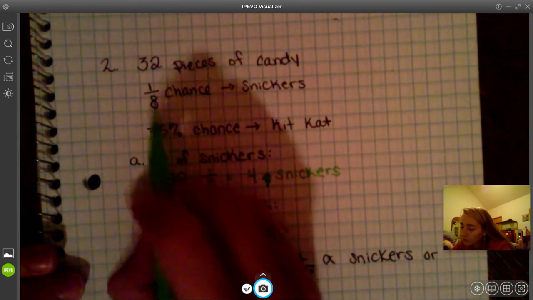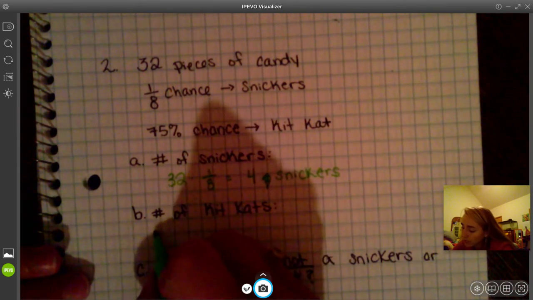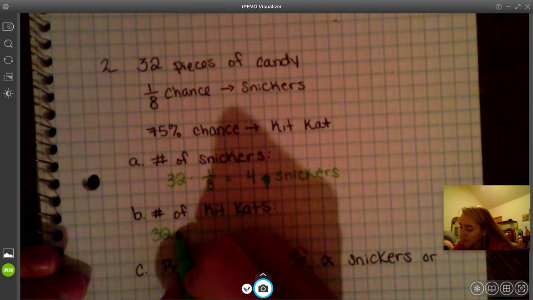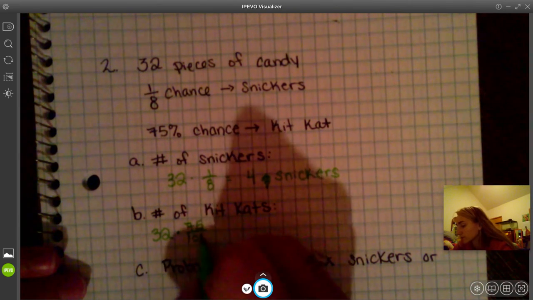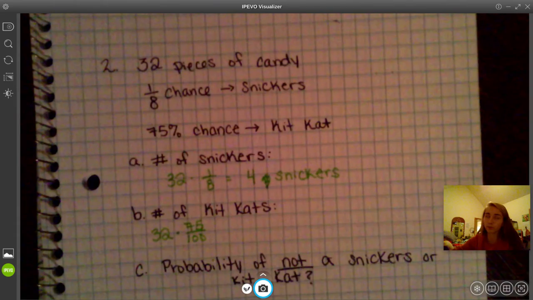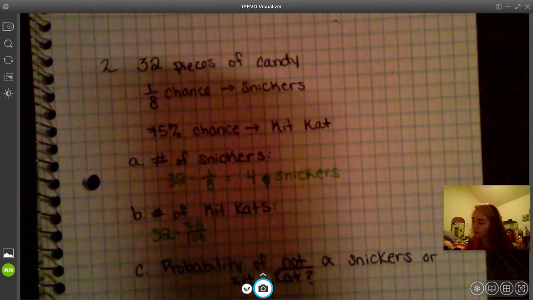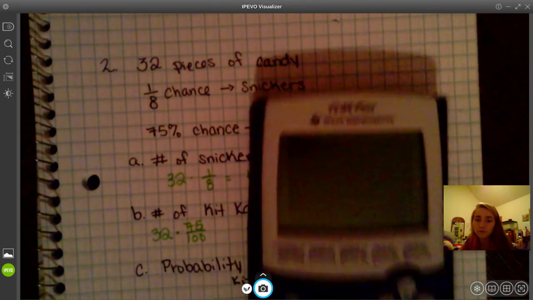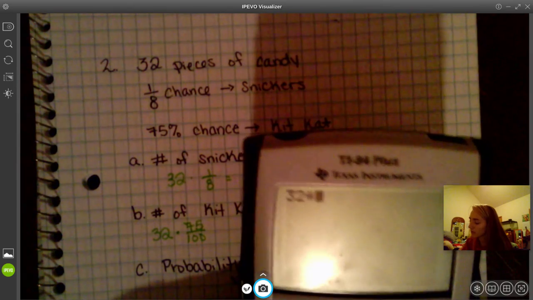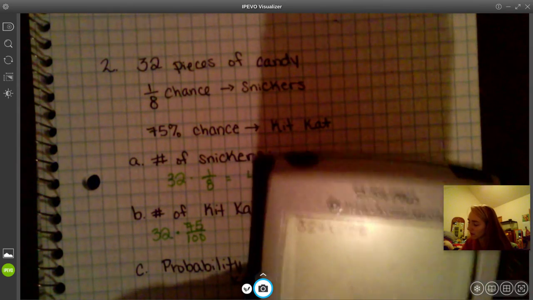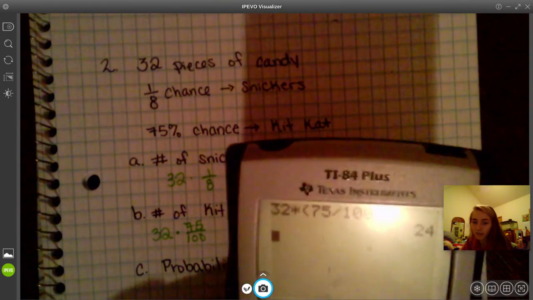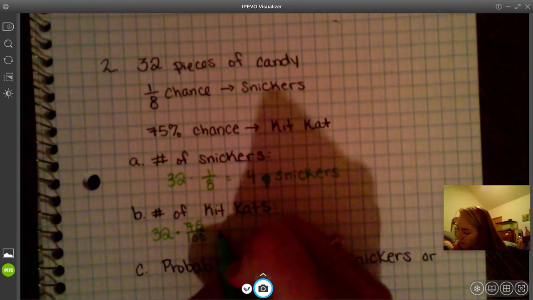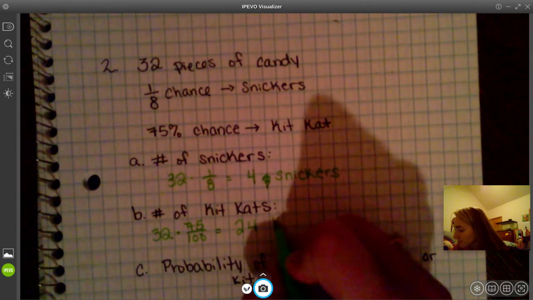Then we want the number of Kit Kats. Well, we know it's a 75% chance. So we're going to take 32, and since I know it's 75%, that means 75 out of 100. So I'm just going to multiply it by 75 out of 100. Yes, this simplifies to 0.75 if you want to multiply by that too. But I'm literally just going to take my calculator here. You can see everyone here. I'm going to do 32 times, and then I'm going to put parentheses around 75 divided by 100. Okay, and I get 24. So 75% of that is 24. So I'm going to have 24 Kit Kats.